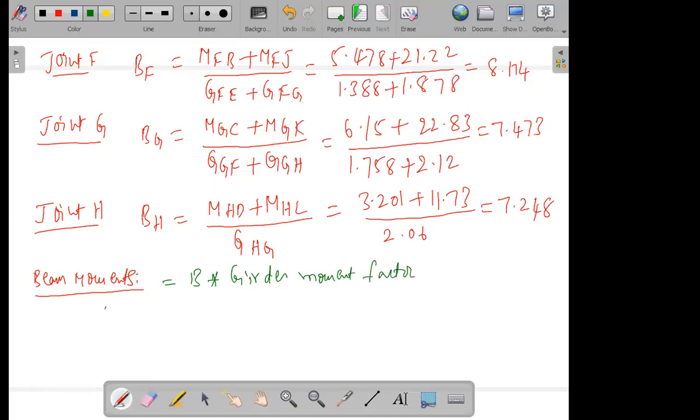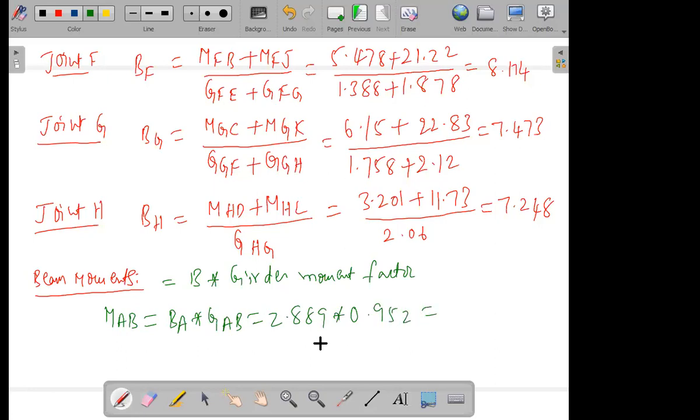So I wanted to calculate the MAB value. So MAB value you wanted to calculate. So here first BA, constant value BA into Gudder moment factor of that GAB. Okay, that is 2.889 into 0.952.